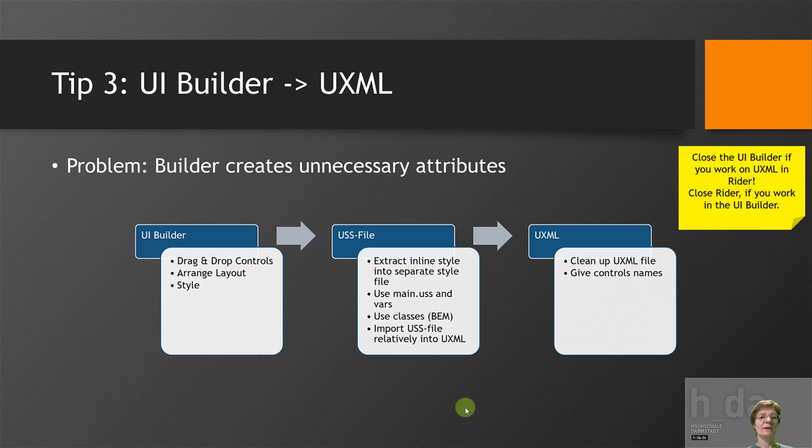Whenever you work with the UI Builder or UXML, be careful what you do in UXML in Rider and what you do in the UI Builder. So I suggest you start in the UI Builder to get your UI mostly as you like it. Then you take out the inline styles and put them in a separate USS file. And remember to reuse the variables you defined in your theme. Then you work with the UXML file in Rider, clean up the file, give names to the controls, use the classes, and forget about the UI Builder.